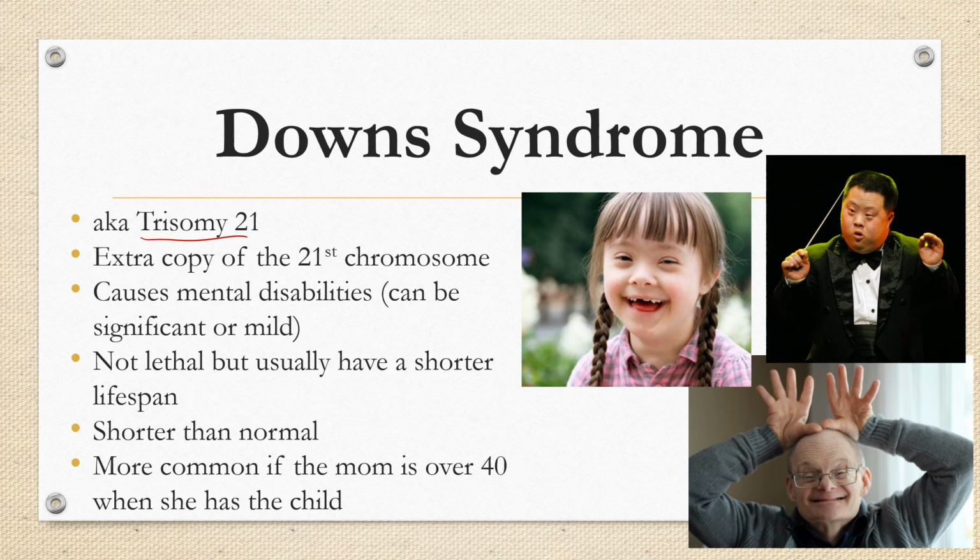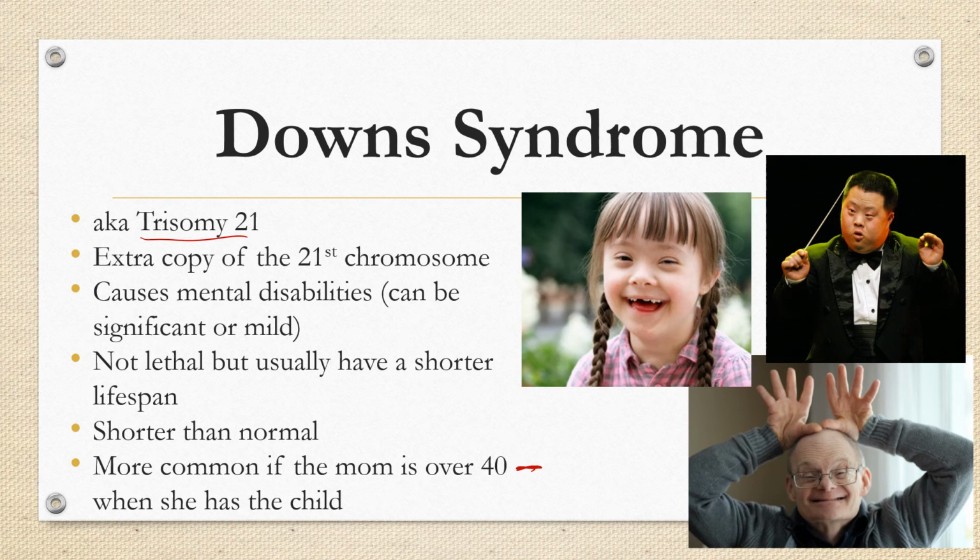It causes a different shape to the face, and it's not lethal, but sometimes people with Down syndrome can have shorter lifespans. This is one of those situations where there's a big spectrum on what your abilities are if you're born with Down syndrome. Some people need care for most of their life. Other people with Down syndrome get jobs and have families of their own. They tend to be shorter than normal. And it's more common to have a child with Down syndrome if the mom is over 40.